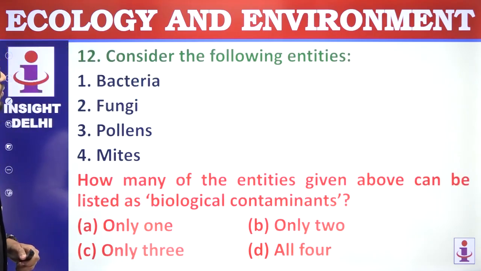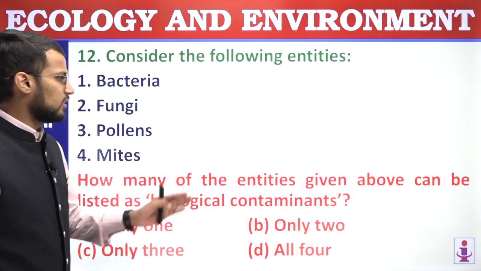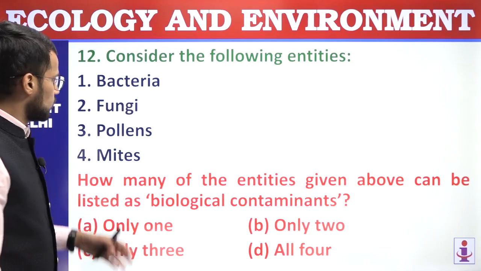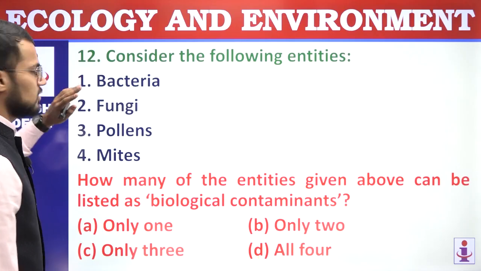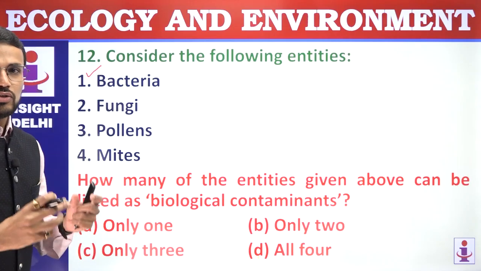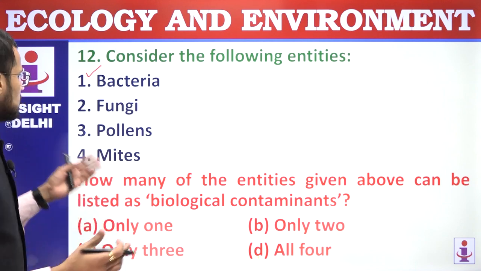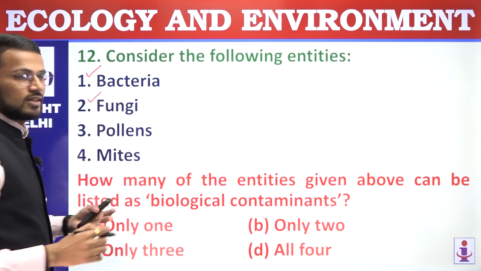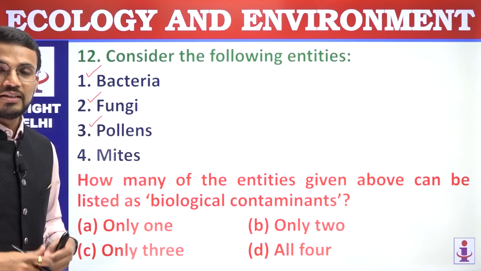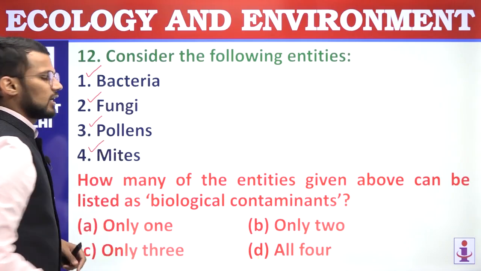12th, consider the following entities. What we are supposed to find out is how many of the entities given above can be listed as biological contaminants. Though bacteria are useful, they can also act as contaminants. Some bacteria are contaminants as well, for example, Clostridium. Second, fungi can also act as contaminants. Then pollens: some people are allergic to pollen grains, and that's why we can say that they also act as contaminants. And mites are also contaminants, right?